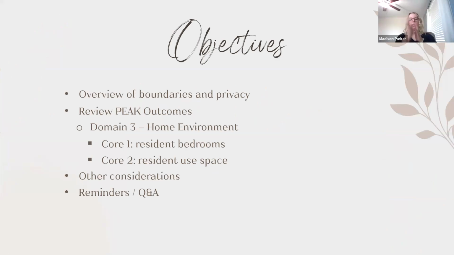Okay, so to get started with some objectives for our time together today. First we'll do a brief overview of privacy and boundaries, and then we're going to look at privacy relative to both cores in domain 3, which is the home environment core. So we'll examine what privacy looks like in resident bedrooms, which is core 1 for domain 3, and then resident use space, which is core 2. We'll have a few other considerations to look at when it comes to privacy and boundaries. Then we'll wrap up with some reminders.